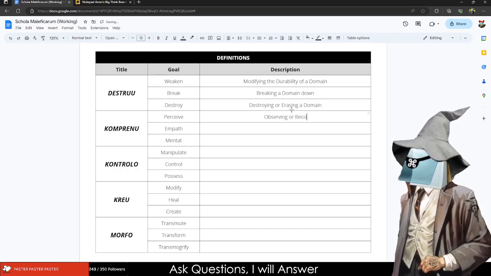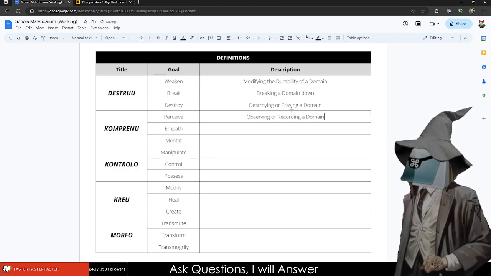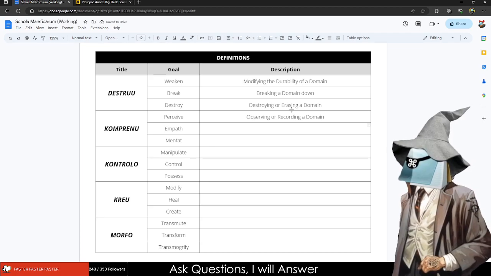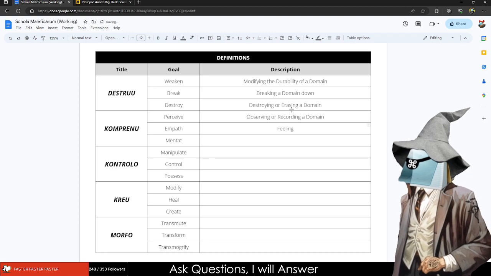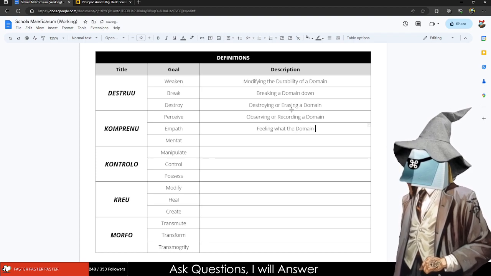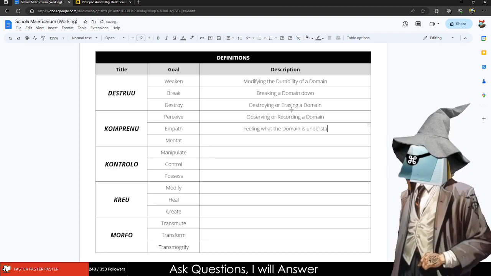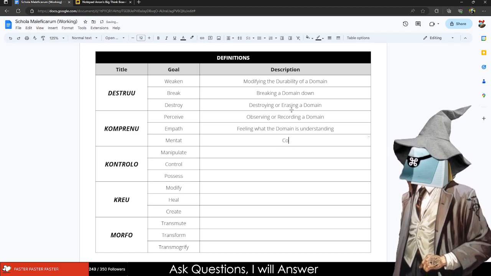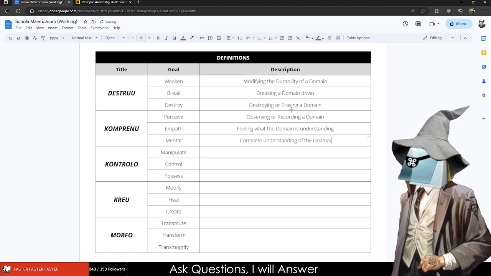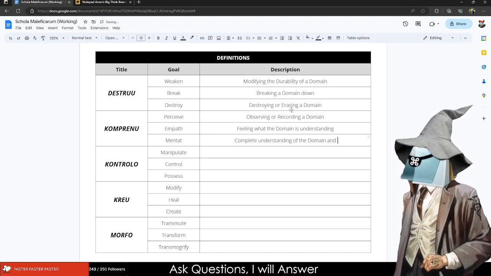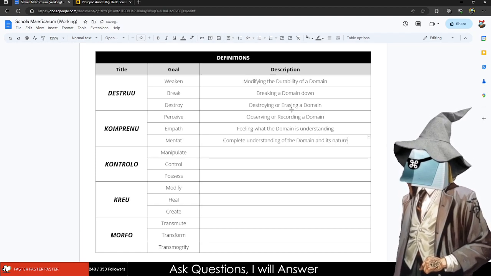Observing or recording a domain. Feeling what the domain is. Understanding. Complete understanding of the domain. Domain and its nature.